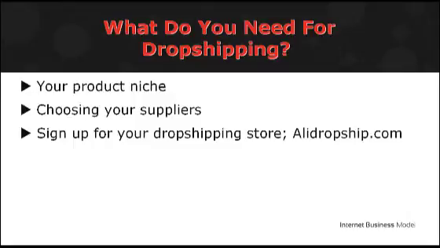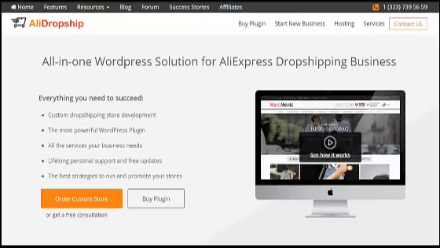1. Product niches. Every successful business must have their own niche. 2. Choosing your supplier. Prepare a list of your own chosen suppliers. 3. Sign up for your dropshipping store using one of the most popular dropship hubs, AliDropship.com. Create an account on AliDropship.com to personalize your own dropshipping web store.